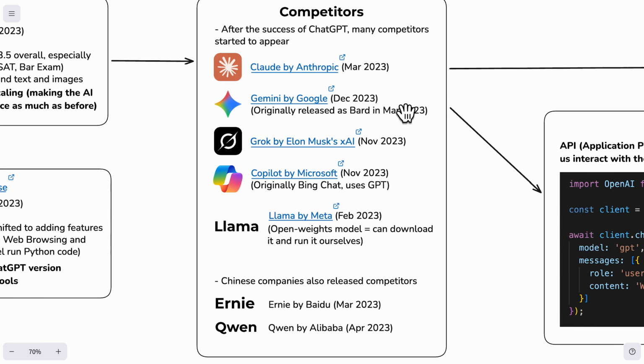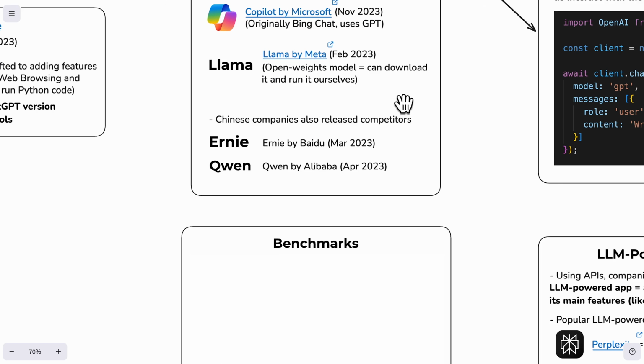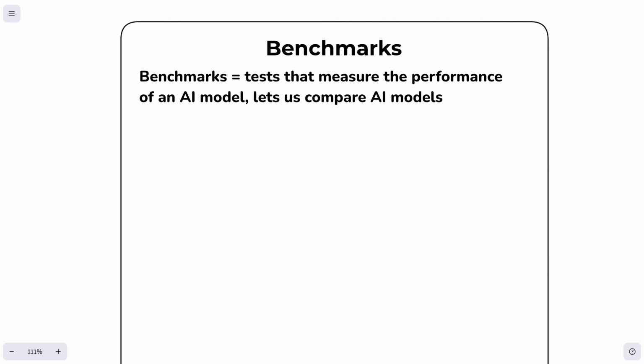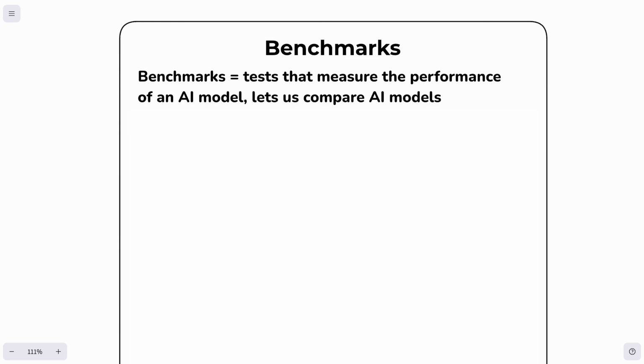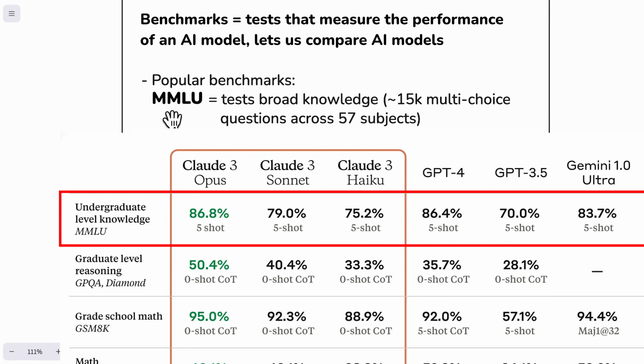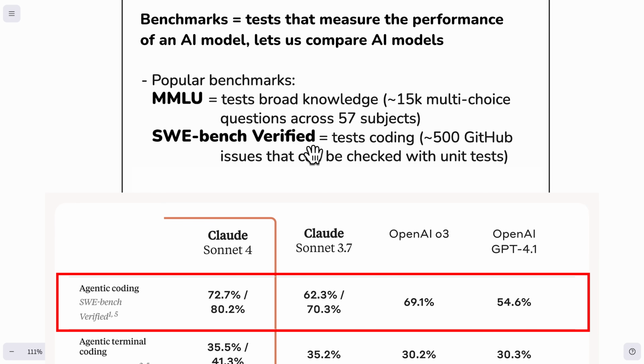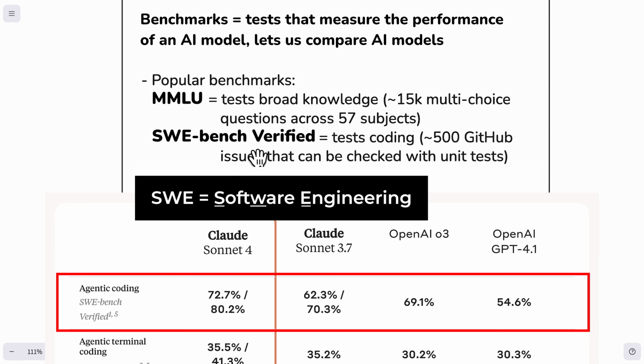Now, to compare AI models, we use something called benchmarks. Benchmarks are tests that measure the performance of an AI model, and they let us compare AI models. Here are some popular benchmarks that you'll often see when companies release new models. MMLU, which tests broad knowledge. It contains around 15,000 multiple choice questions across many subjects. Another popular benchmark is called SWE Bench Verified, or Software Engineering Bench Verified.